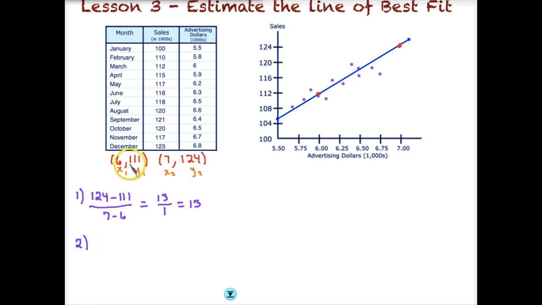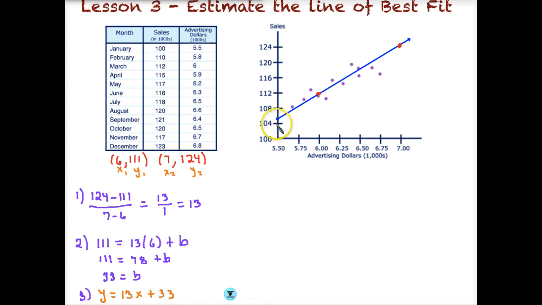Step 2 is pick a point and plug it in. I'll go ahead and pick the first point this time. So we'll plug in 111 for y. We'll plug in 13 for m and 6 for x, and we'll find b. I'll multiply those and get 78. Then I'll subtract the 78 from both sides, so 111 minus 78. Subtracting the 78, I get 33, so b is 33. And our final step is just, again, to write our equation of our trend line. So it's y equals 13x plus 33.